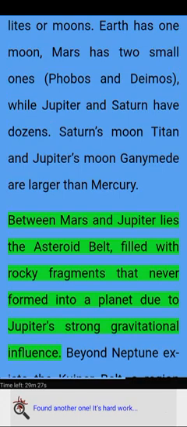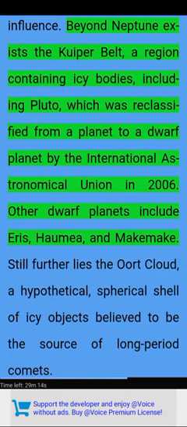Between Mars and Jupiter lies the asteroid belt, filled with rocky fragments that never formed into a planet due to Jupiter's strong gravitational influence. Beyond Neptune exists the Kuiper belt, a region containing icy bodies, including Pluto, which was reclassified from a planet to a dwarf planet by the International Astronomical Union in 2006. Other dwarf planets include Eris, Haumea, and Makemake.